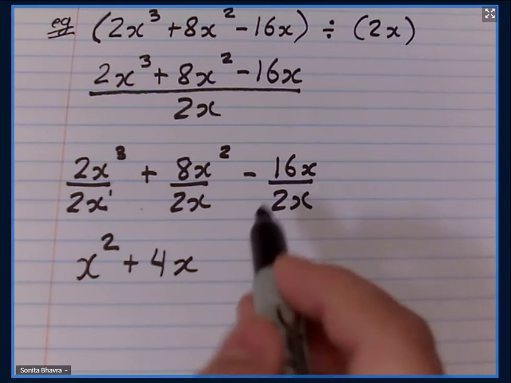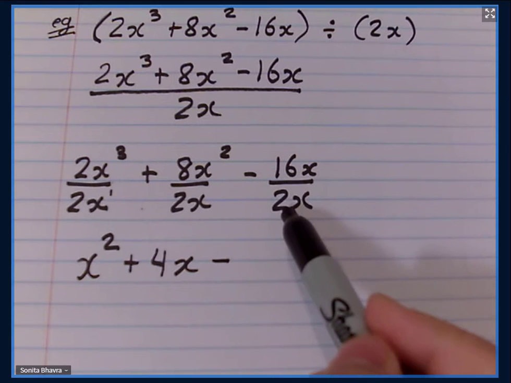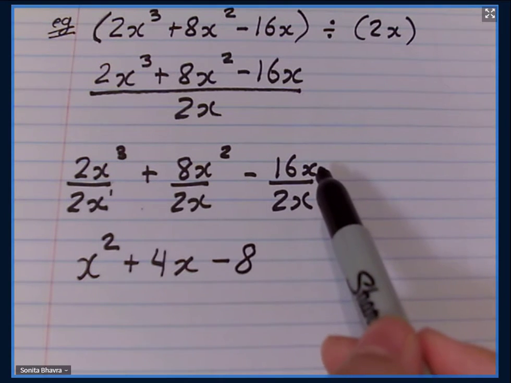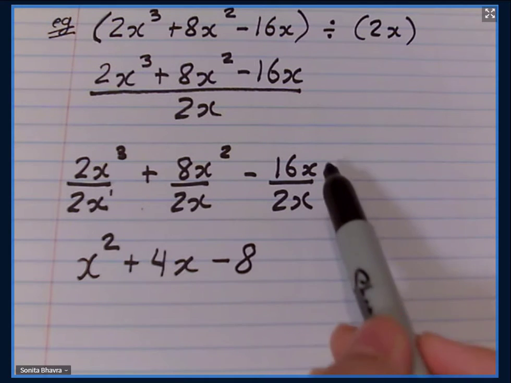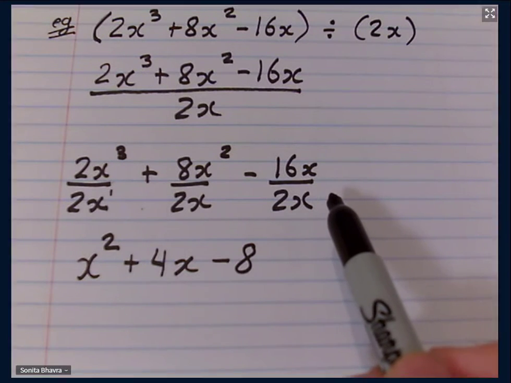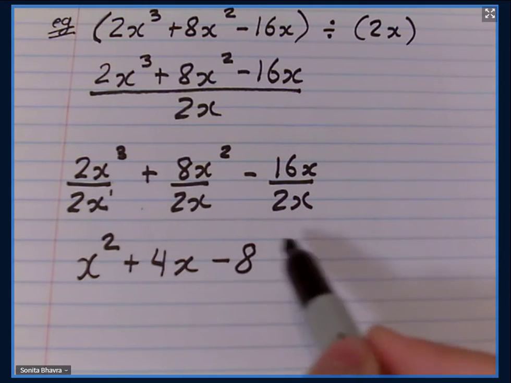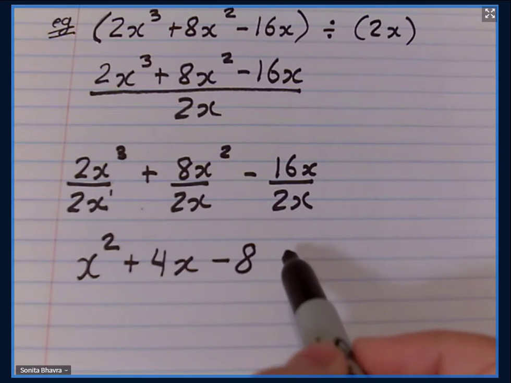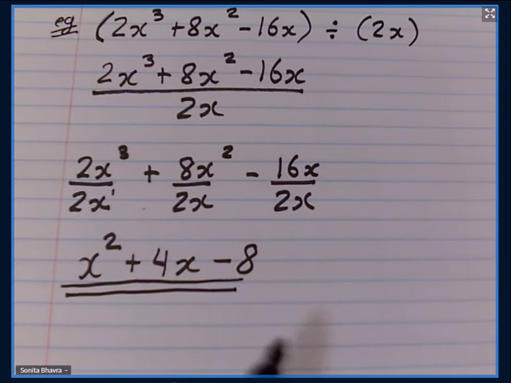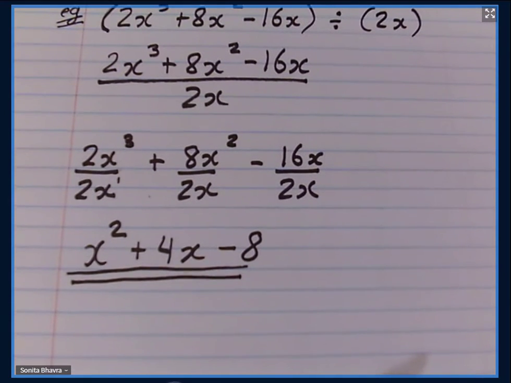And lastly, minus, we have 16 divided by 2, which is 8. And then x divided by x, or 1 minus 1 when we subtract the exponents, is 0. x to the power of 0 is just 1. We don't have to show that it's being multiplied by 1. We are just good with showing that our answer is x squared plus 4x minus 8.